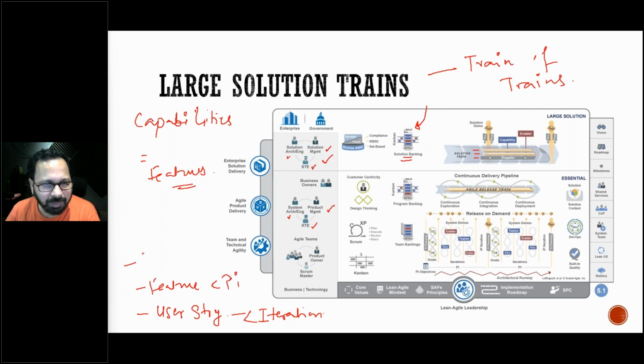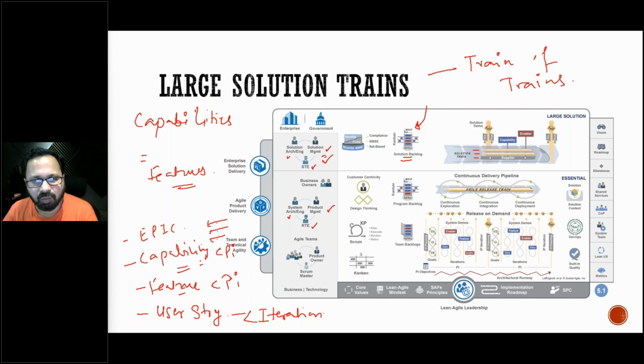What is a capability? A capability can also be completed within a PI, but it is very large, and maybe multiple ARTs will come together to deliver one capability. Here, multiple teams can come together to deliver one particular feature. Here, multiple ARTs will come together to deliver one capability. And on top of that, you can have epics, right? So this is your large solution train. The solution management will manage the solution backlog, which contains capabilities. If you are operating at a large solution train, capabilities can be broken down into features, and the features can be broken down into user stories.